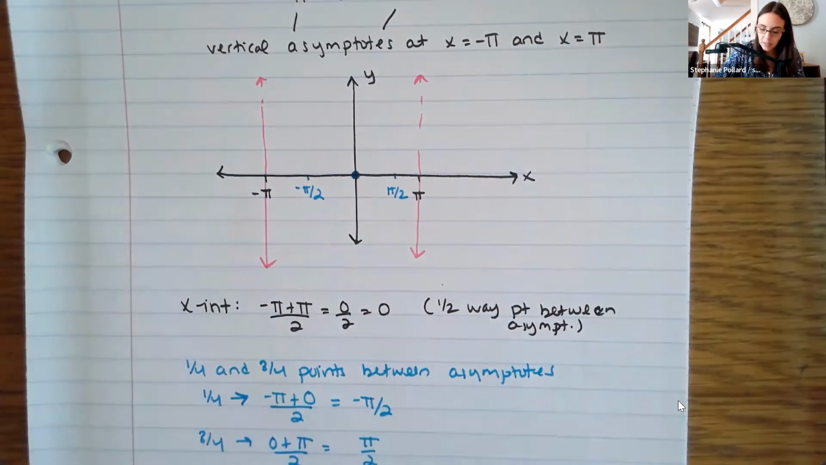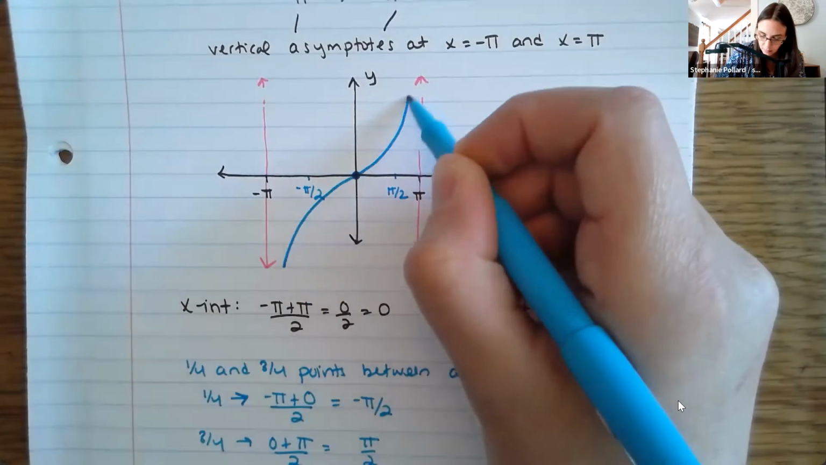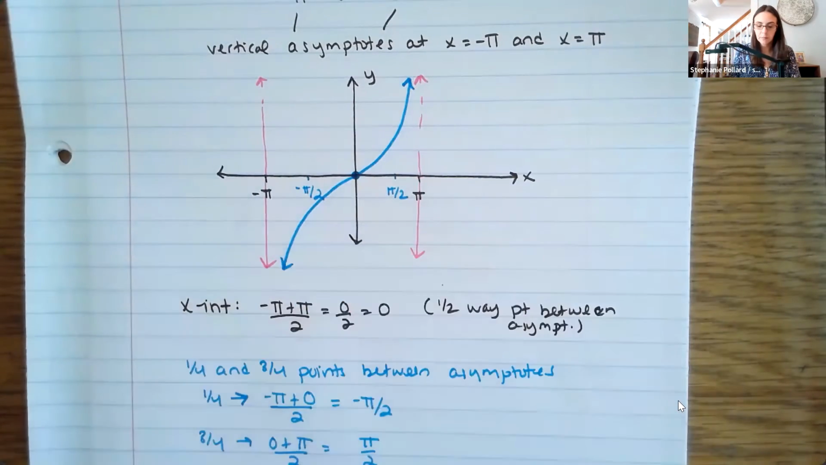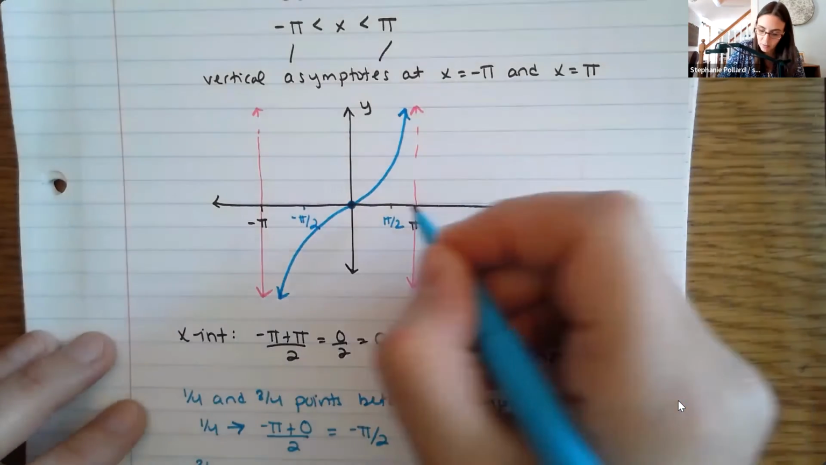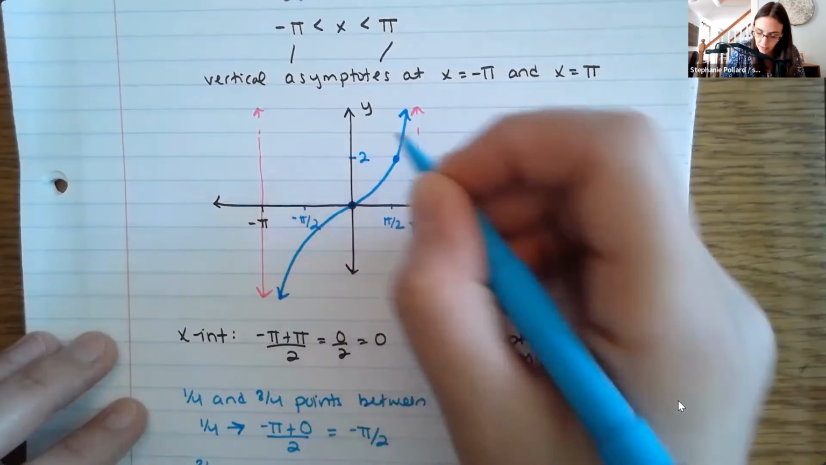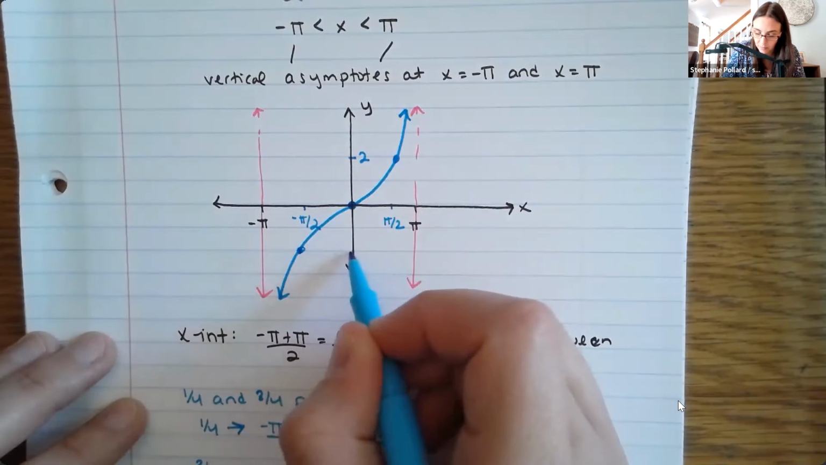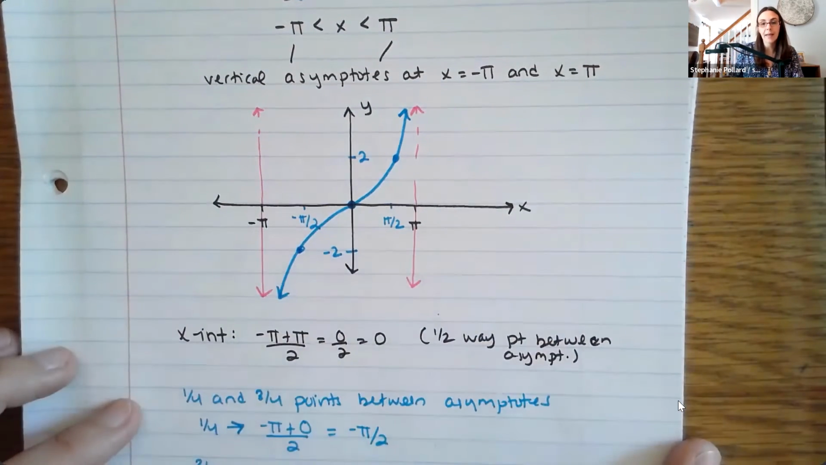So what's going to happen here is your graph looks like this. At pi over 2, you're getting the value of 2, and at negative pi over 2, you're getting the value of negative 2. And that comes from the a.